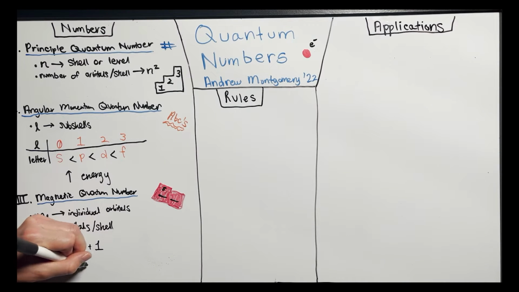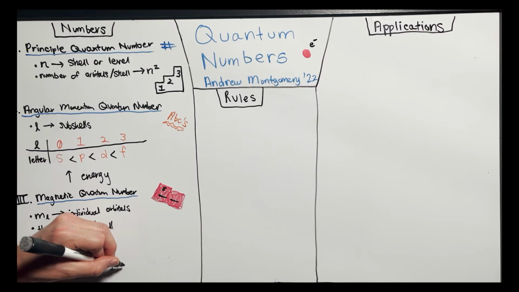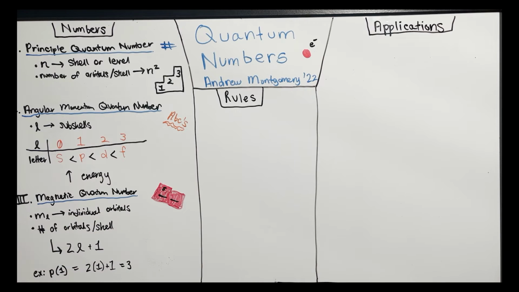The M sub L orbitals are labeled from negative L to 0 to positive L. That might sound confusing, but for example, if L is 1, which is the P subshell, we call the 3 P orbitals in order negative 1, 0, and 1. We'll further discuss that later.